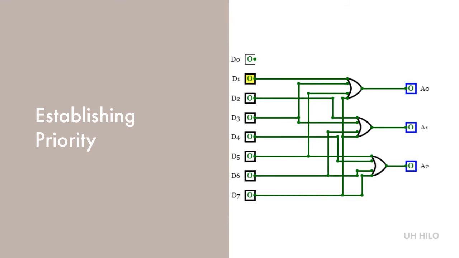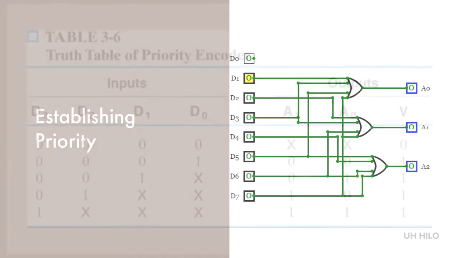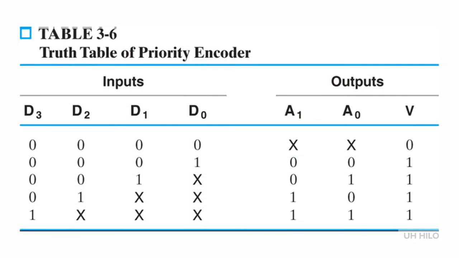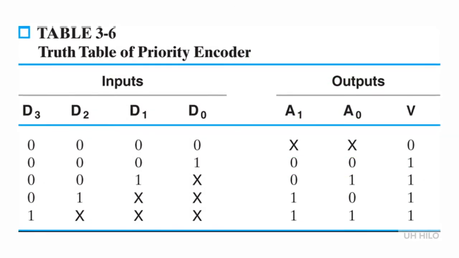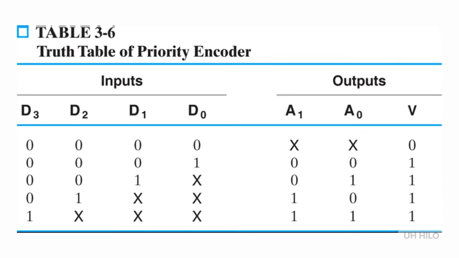Another ambiguity in the octal to binary encoder is that an output of all zeros is generated when all the inputs are 0, but this output is the same as when D0 is equal to 1. We can resolve this by providing a separate output to indicate that at least one input is equal to 1. A priority encoder is a combinational circuit that implements a priority function. The operation of priority encoders is such that if 2 or more inputs are equal to 1 at the same time, the input having the highest priority takes precedence.